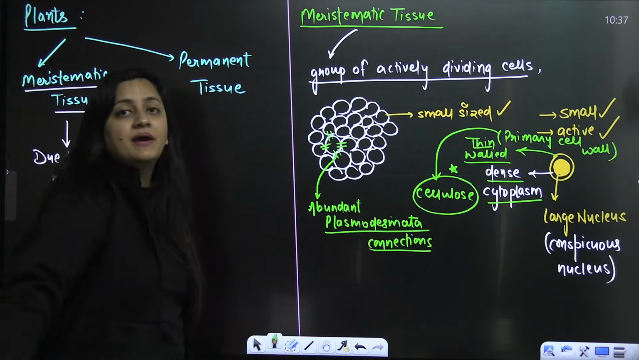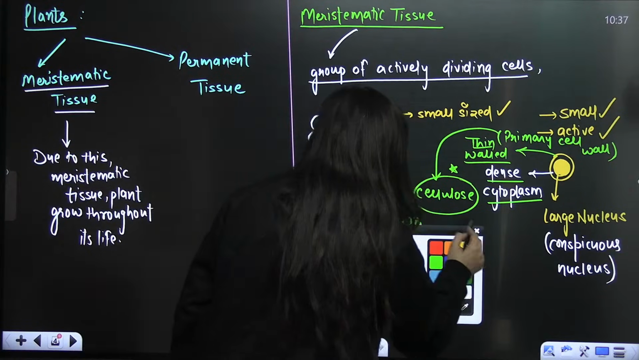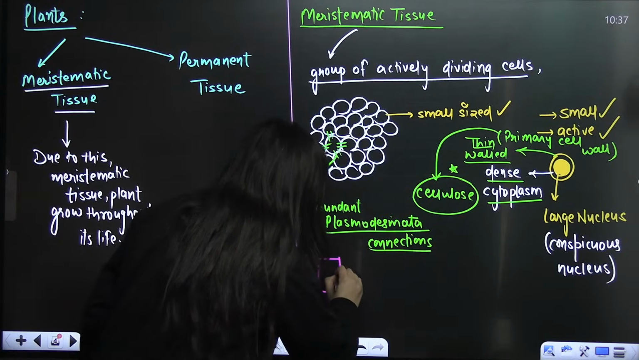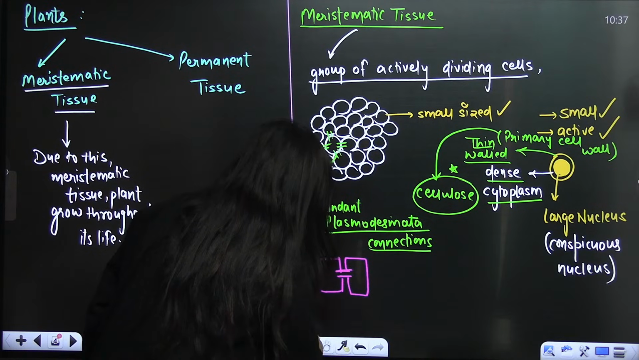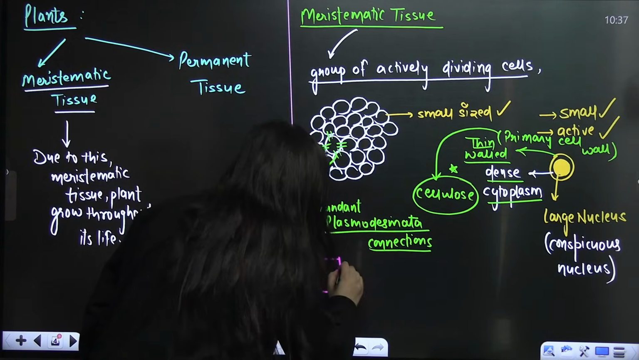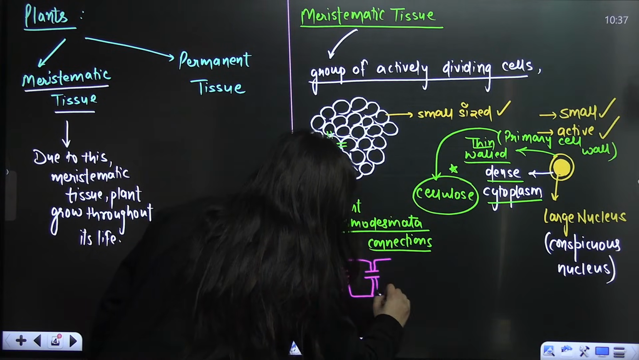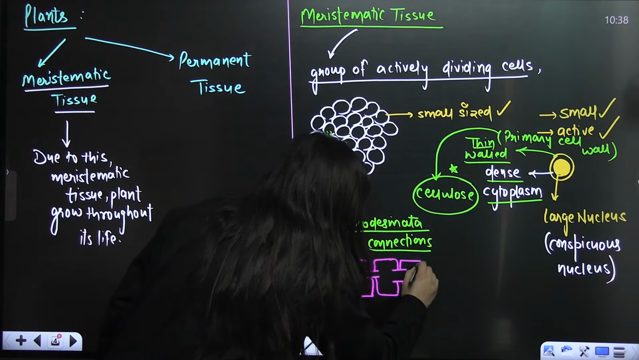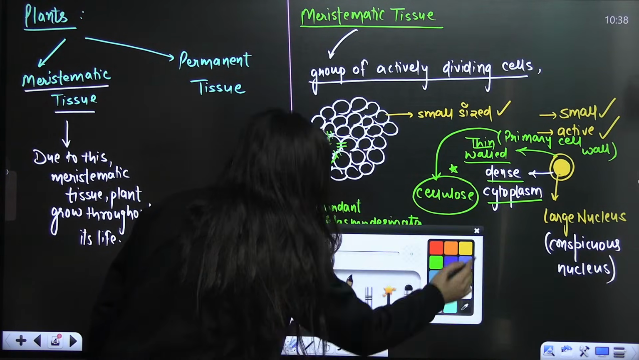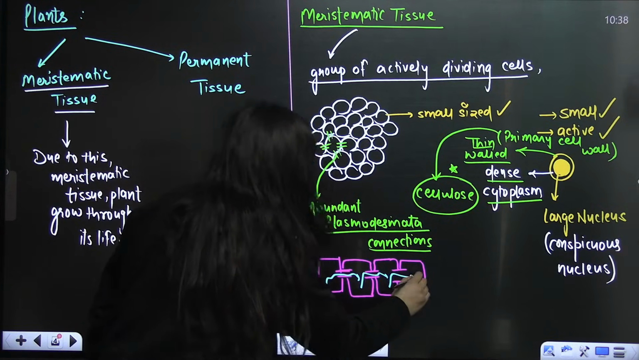So there will be abundant plasmodesmatal connections. So what exactly is the plasmodesmata? We know that in the plant cell there are continuous cytoplasmic connections by which things will pass from one cell to another. This is something you have to keep in your mind. That's how things will pass from one cell to another.